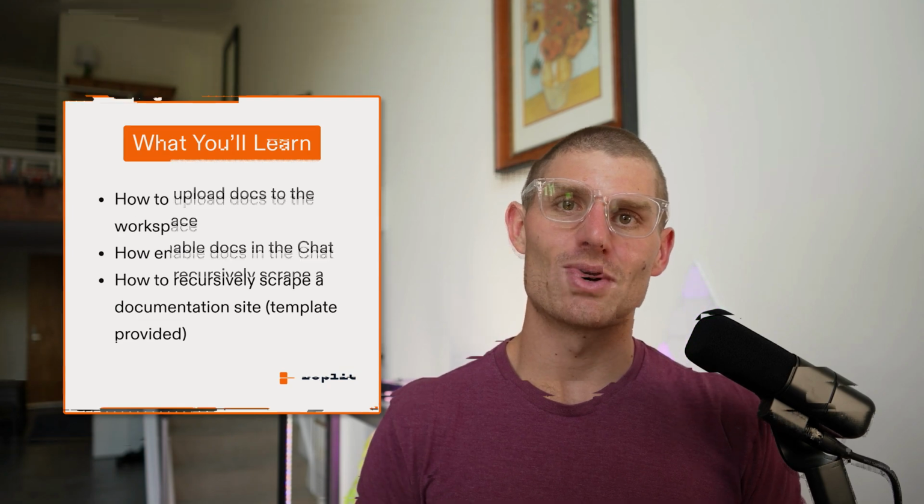I'm going to show you first how to pull documentation into the Replit workspace. Second, how to configure Replit AI to have knowledge of that documentation, and it's just a few clicks. And then third, I'm going to share a template with you for recursively scraping documentation sites, converting those files to Markdown, and then uploading them into the Replit workspace to really fast track you on this one and get you started. So let's jump right into it.